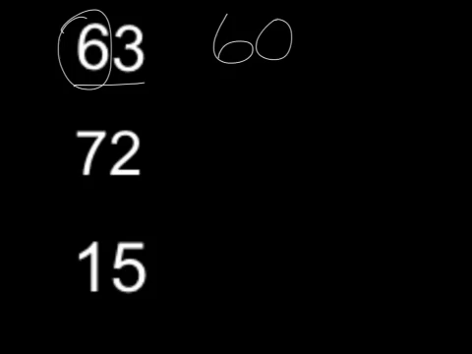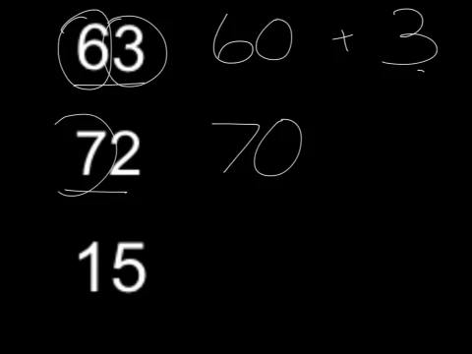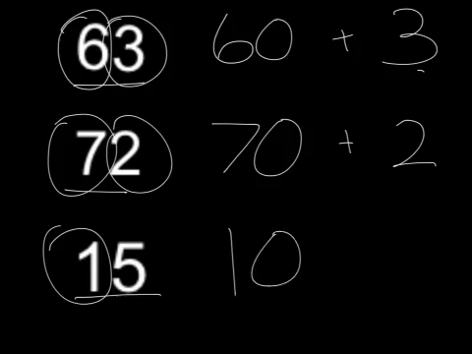So what partitioning means is when we look at the number 63, this can be broken down into 60, because that's the value of the 6 in this number, and 3, because when 3 is in the ones column, it's worth 3. Let's have a go with 72. So 72 would be 70, and this part here would just be 2. And with the number 15, this would be 10, and the value of this number is 5. So that's what partitioning means.